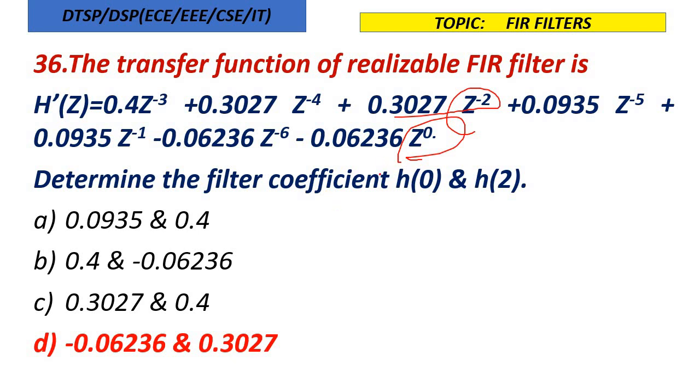Similarly, we can find h of 1 also. H of 1 value is 0.0935, h of 3 value is 0.4, h of 4 value is 0.3027. Like that we can find.